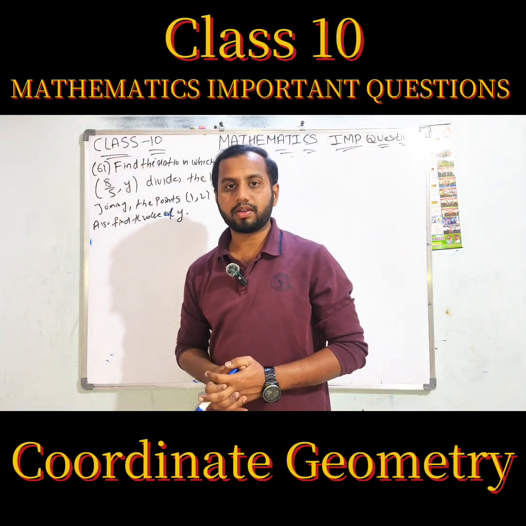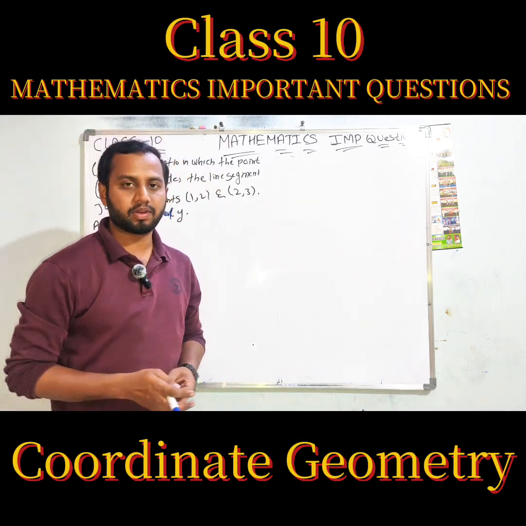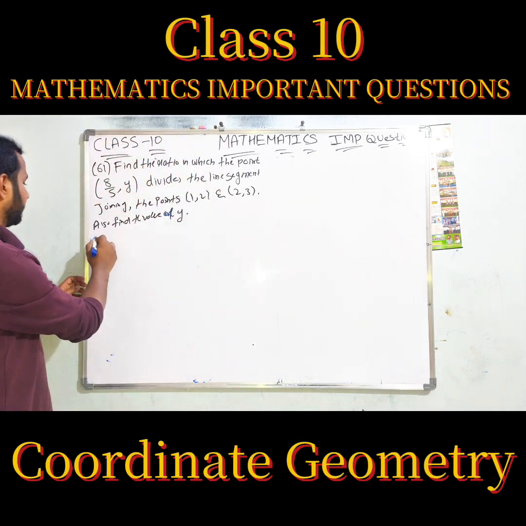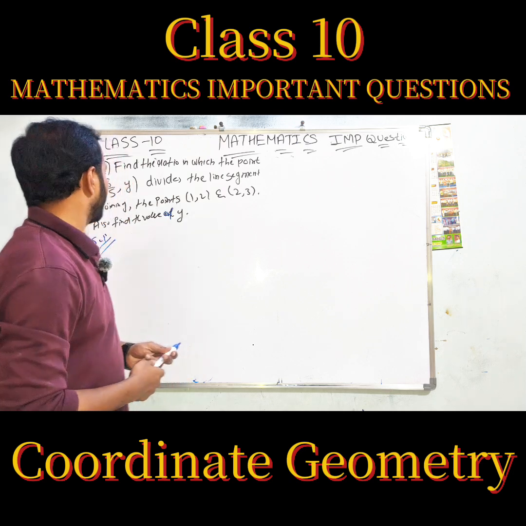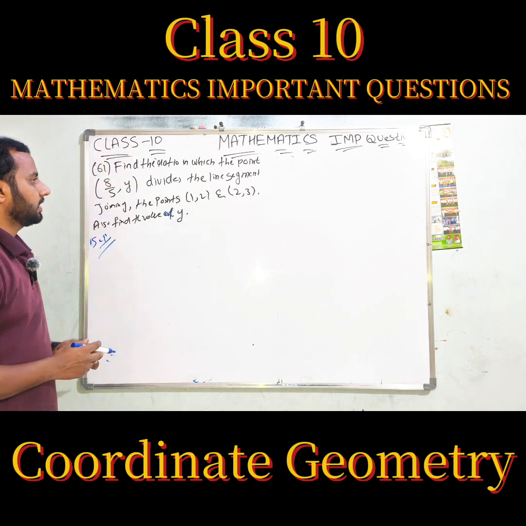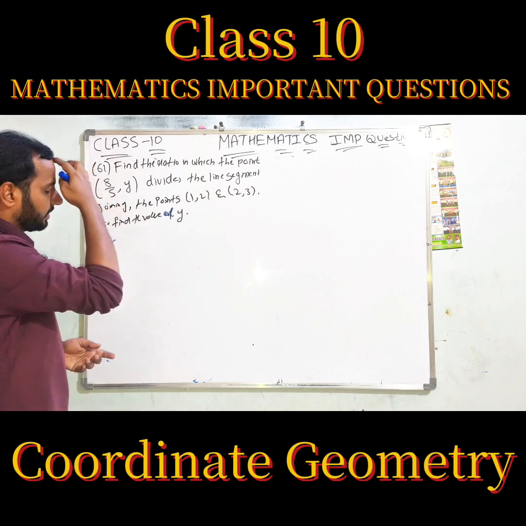In this session, we will discuss one more important question related to 5 marks, or else they may ask for 3 marks, but it is very important. Find the ratio in which the point (8/5, y) divides the line segment joining the points (1, 2) and (2, 3). Also find the value of y.